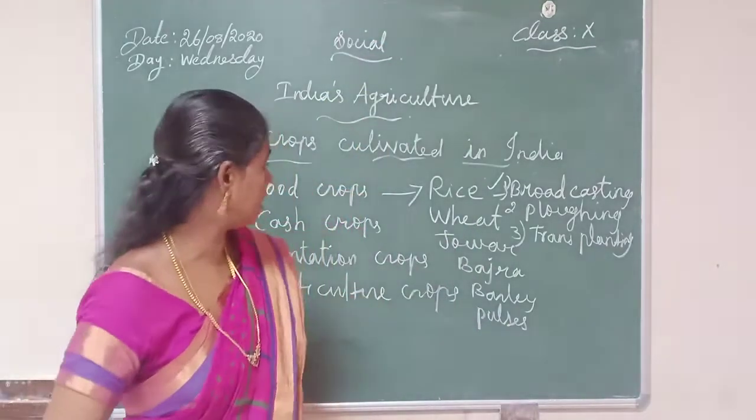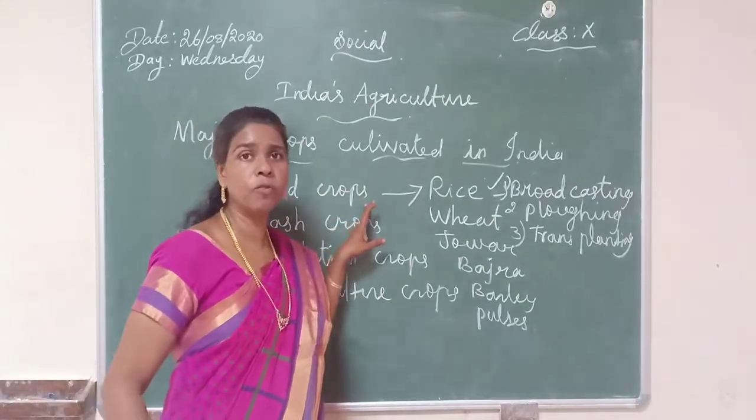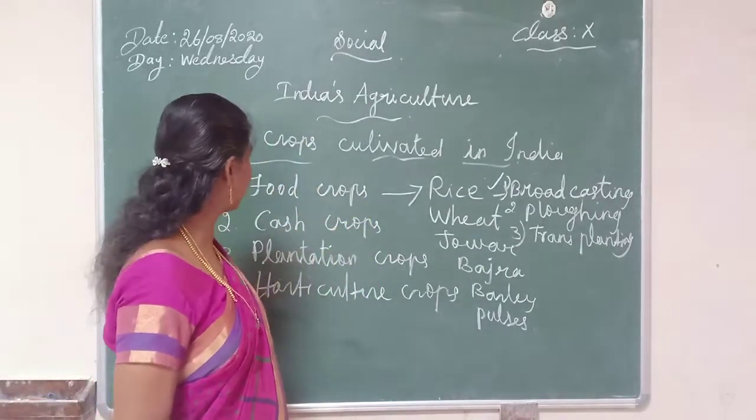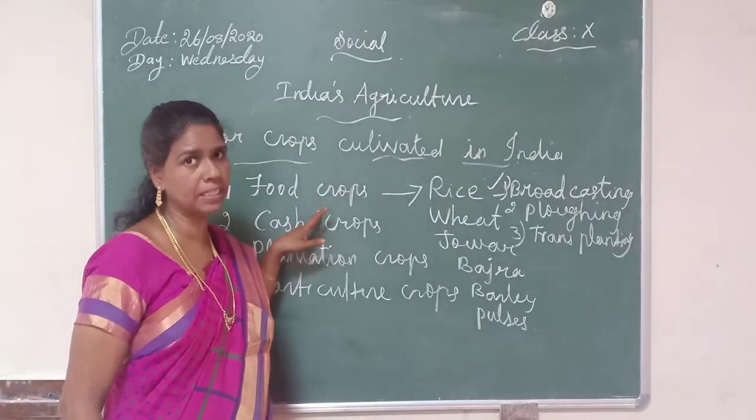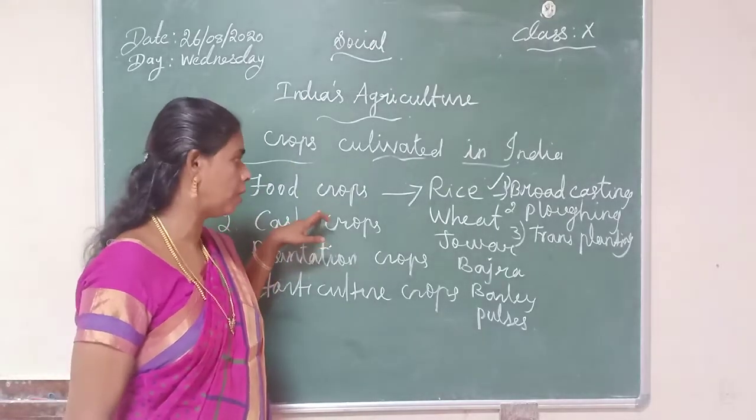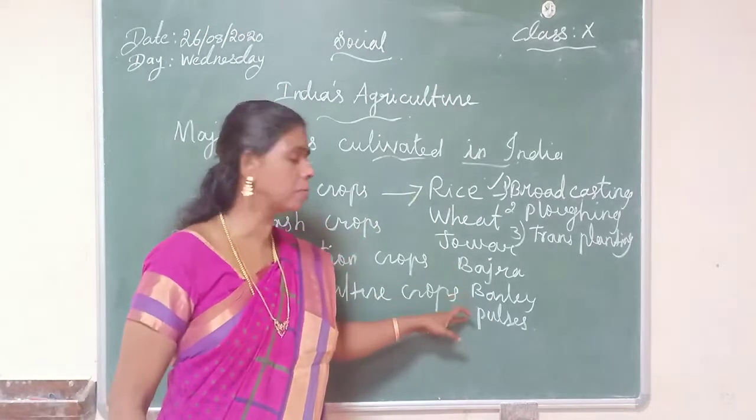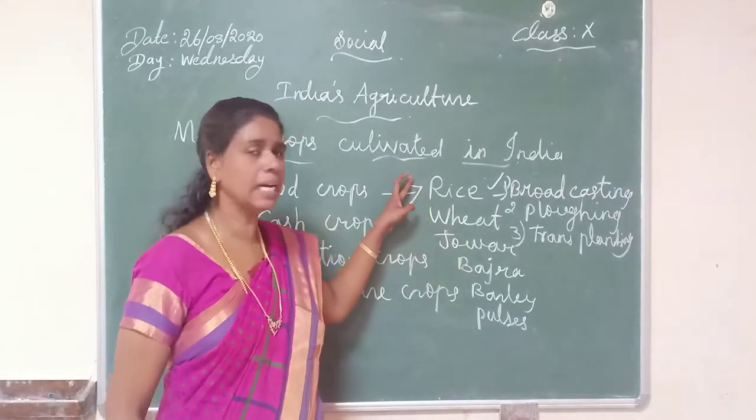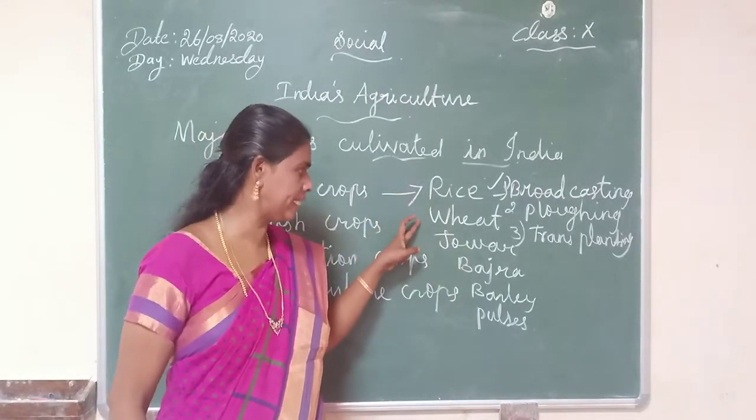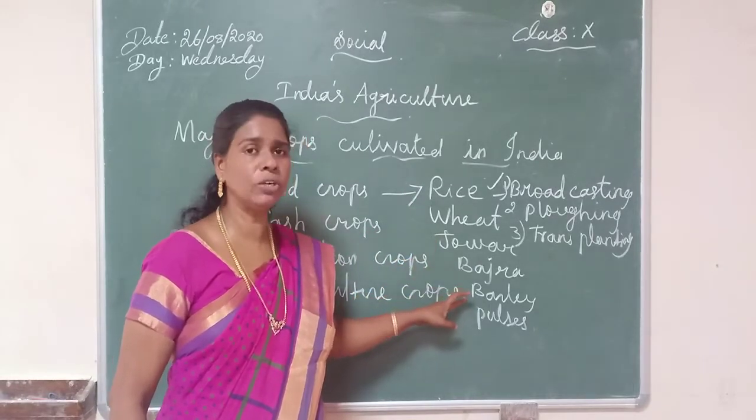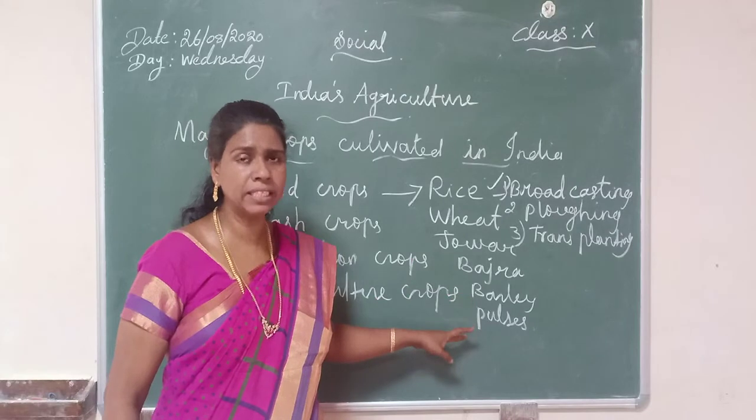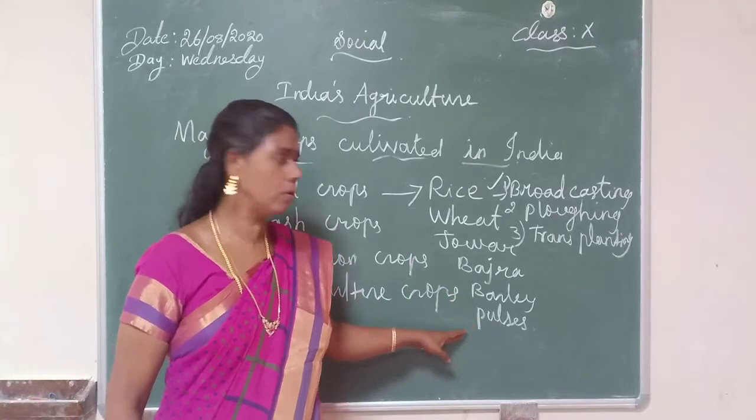Can you understand, students, about food crops? There are four categories of major crops. The first one is food crops. Now I explained about food crops. There are 6 varieties of crops. The first one is rice. Second one is wheat. Third one is jowar. Fourth one is bajra. Next one is barley. The last one is pulses. Now listen here.